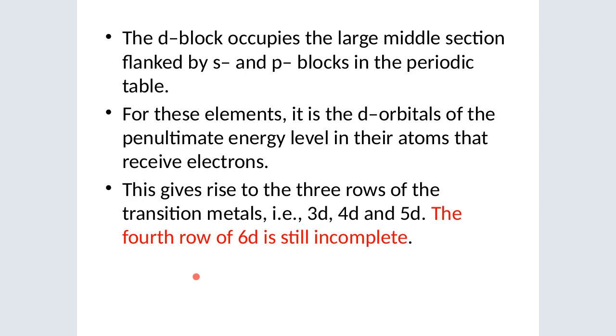D block occupies the middle section of the periodic table, that is between S and P blocks. These elements, as I've said earlier, have their penultimate orbital being filled by electrons. Penultimate orbitals here refer to the inner orbital D, because D is an n-1 orbital for these elements, where n is the principal quantum number, but you have the ns orbital, which is now the outer orbital or the ultimate orbital.